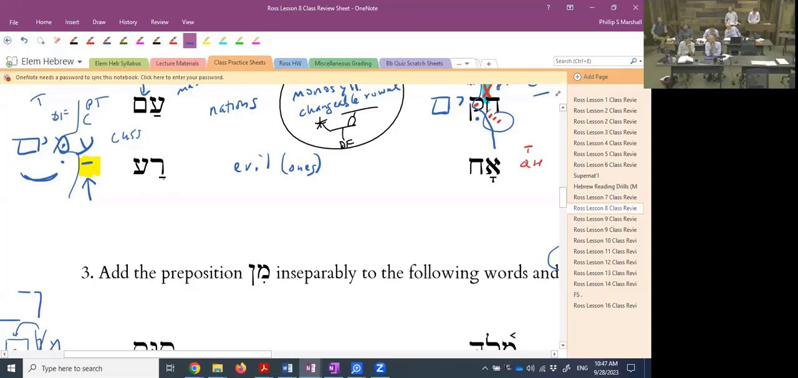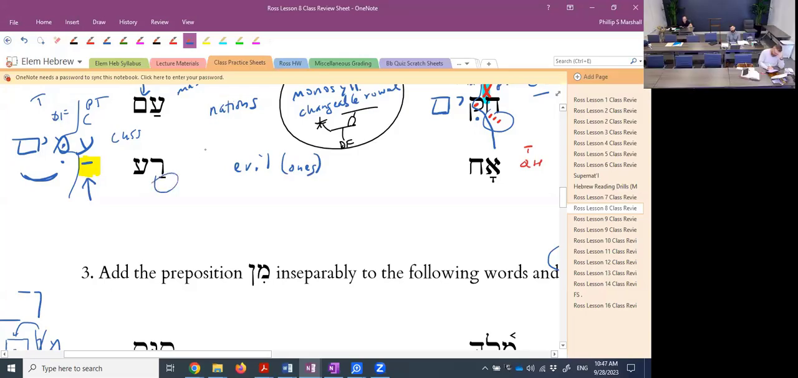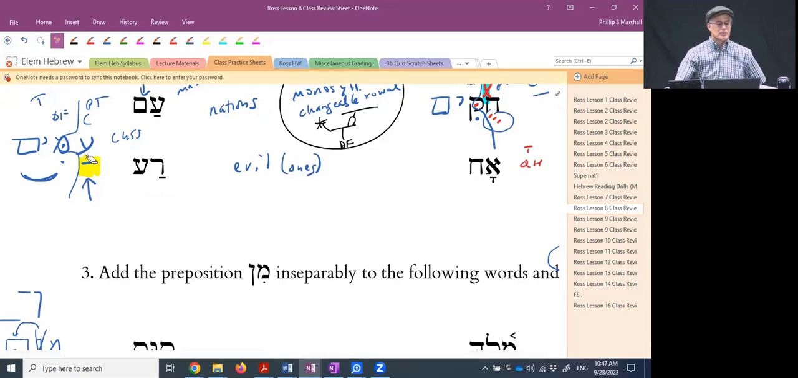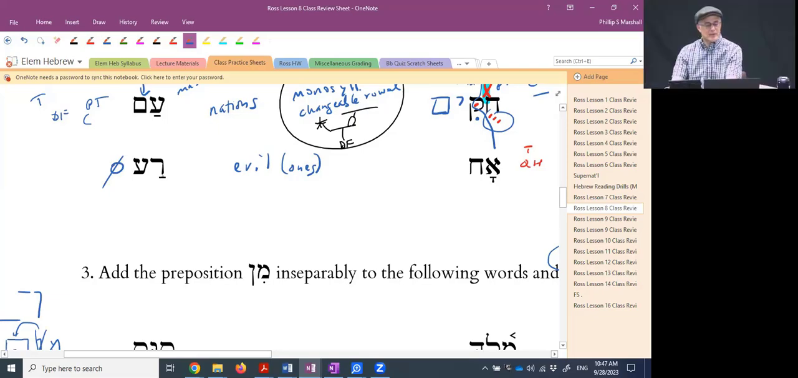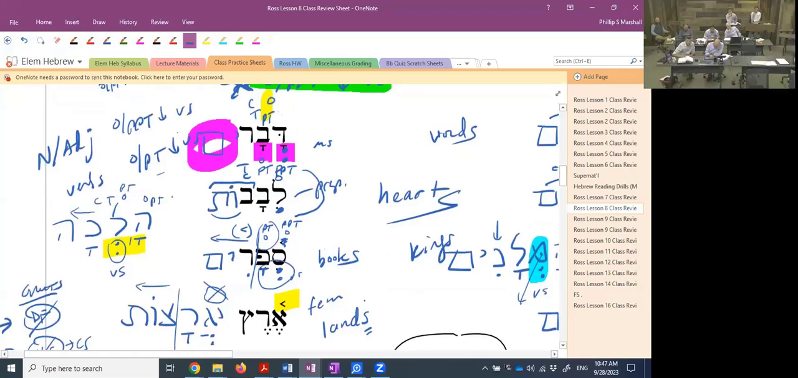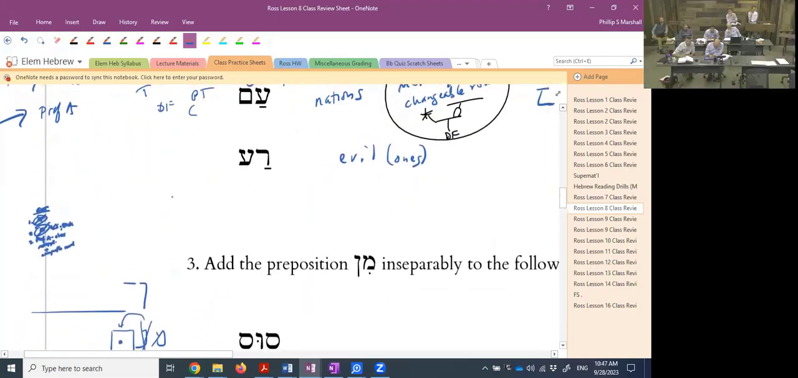Does it have a changeable vowel? Yes, the pathach is changeable. It's not historically long. So if I want to make this plural, assume for a minute that this is masculine. Why would I assume that that form is masculine? There's no ending, right? So how would I make ra masculine plural? Add eem.